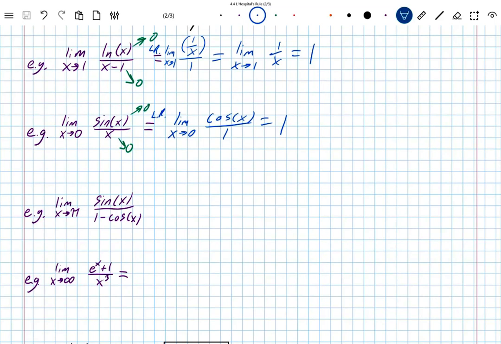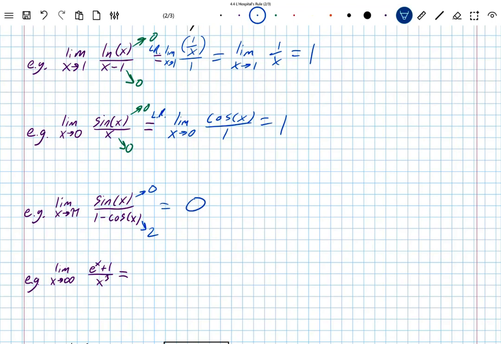Looks like sine of x, if I plug in pi, this goes to 0. If I plug in pi into 1 minus cosine of x, I get 1 minus negative 1. So this goes to 2. Okay, what is 0 over 2? This is just 0. This was a trap. I tried to trap you.